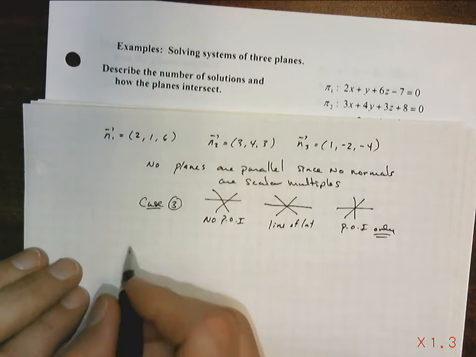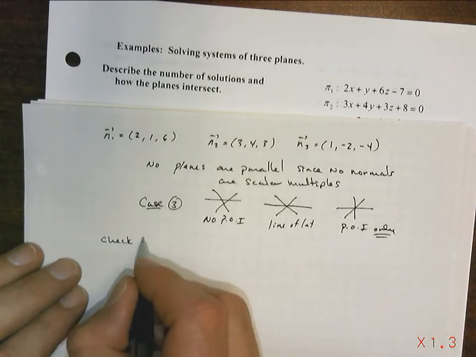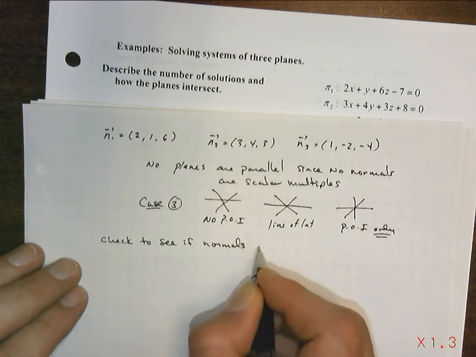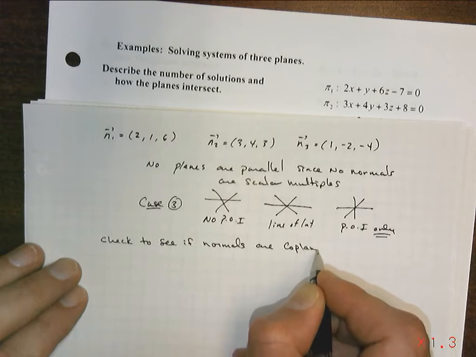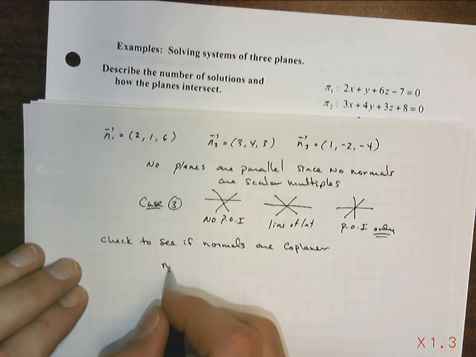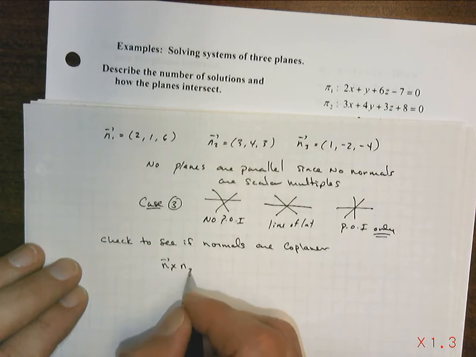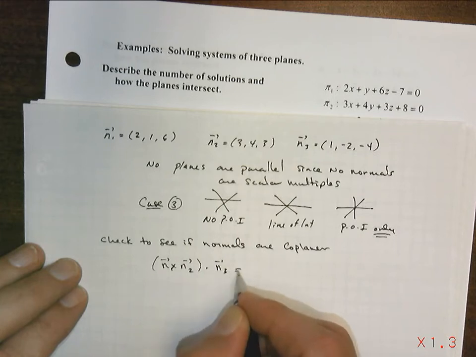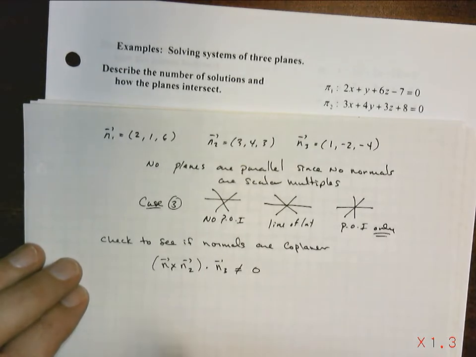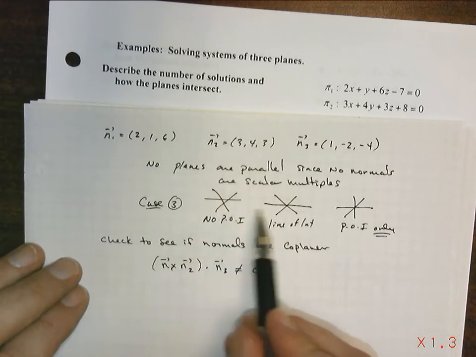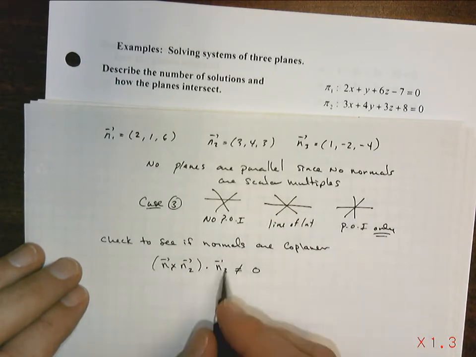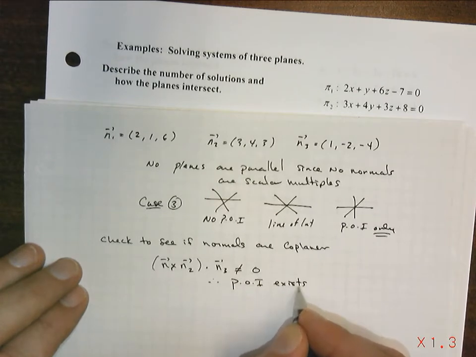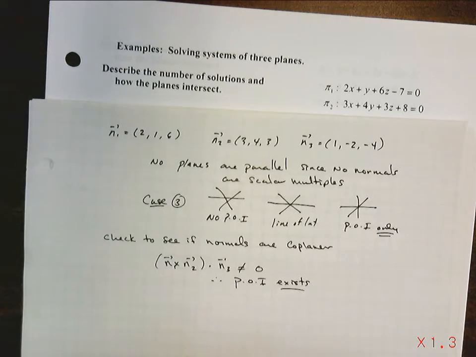So what we can do is check to see if the normals are coplanar. So we do the triple scalar product. And with this one, we come up with that they don't equal 0, which means that they're not this one, they're not this one, they have to be this one. So therefore, a point of intersection exists. And it's only a point of intersection, not a line of intersection. And that's where we left it.